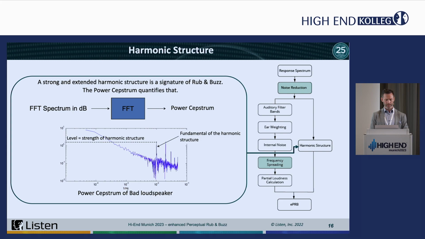So if you look at the Fourier transform of a sine wave, you get one FFT line. And if you have something that's periodic in the frequency domain, such as many harmonics, and you take the power cepstrum, you're going to get one cepstral line. So essentially, it's a data reduction technique that takes hundreds of harmonics and condenses them down to a few cepstral lines. So a strong and extended harmonic structure is a signature of rub and buzz. This analysis is also quite sensitive to background noise. So our noise reduction technique here also improves the accuracy of the cepstral analysis.